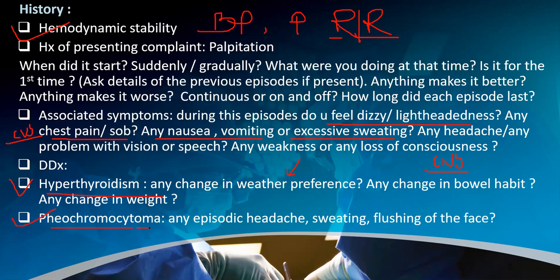Pheochromocytoma, for pheochromocytoma, just one line. Any episodic headache, sweating, or flushing of your face. A patient with pheochromocytoma usually has these intermittent episodes of hypertension, flushing, headache, and also sweating all over the body. It's not a constant feature, it comes and goes. So any episodic headache, sweating, and flushing of your face.